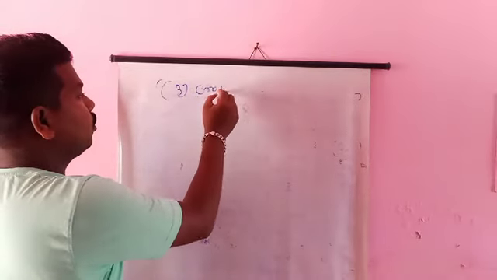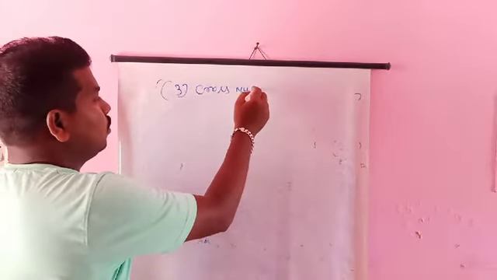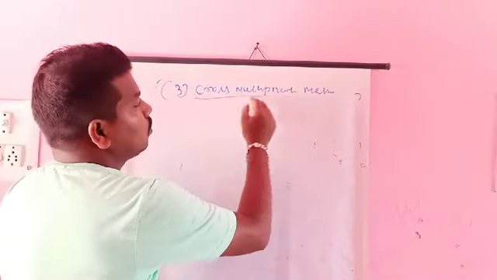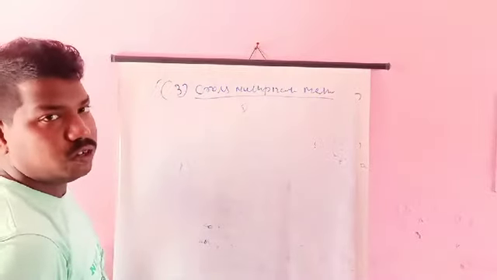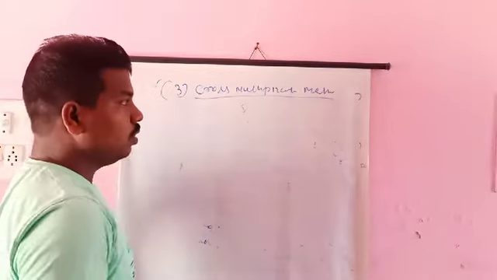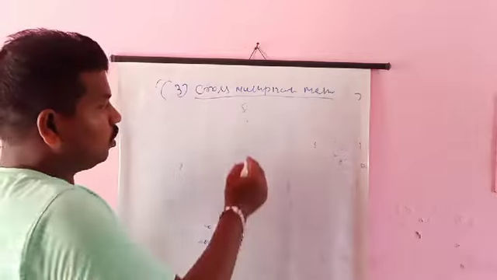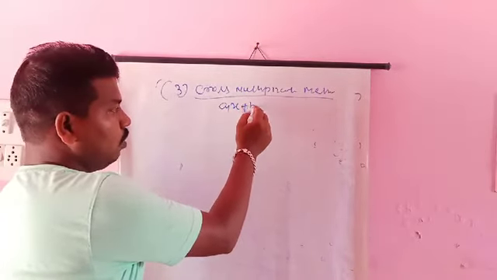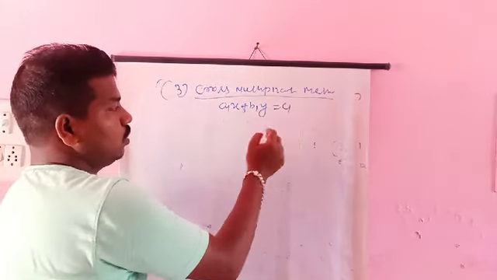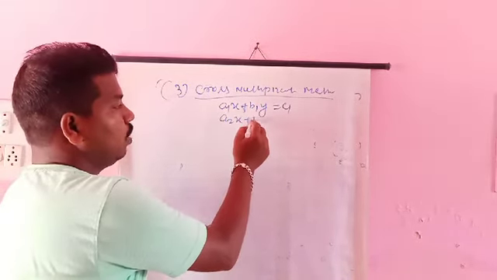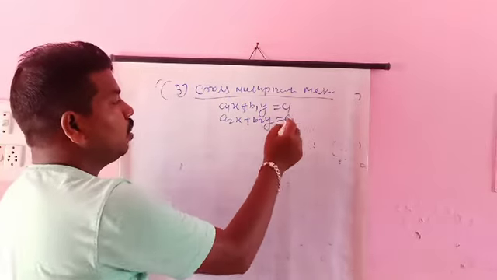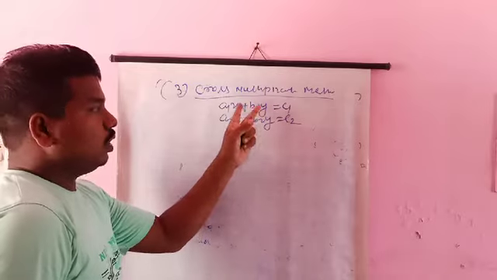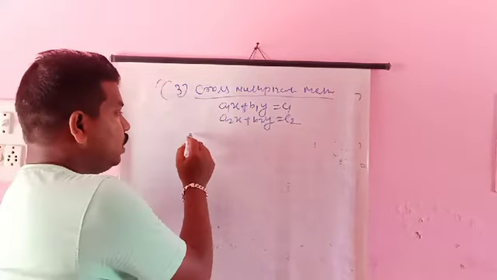So, cross multiplication method. How to solve a pair of linear equations in the cross multiplication method. For the cross multiplication method, we first have to write the standard form of the pair of linear equations. And to solve this type of pair of linear equations, we have to write a rule.